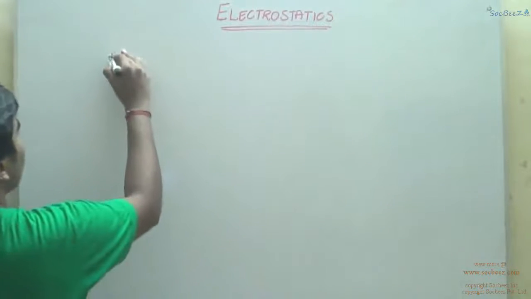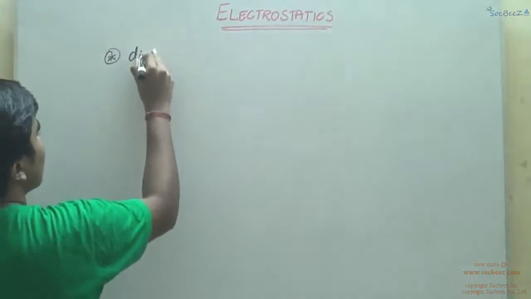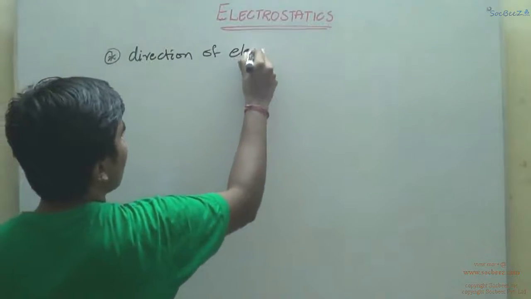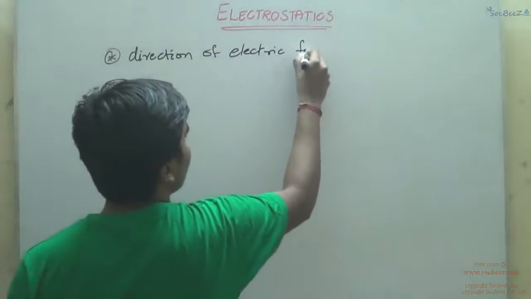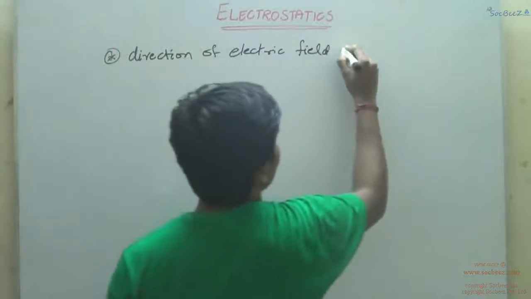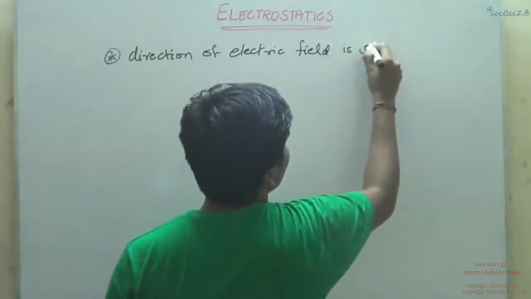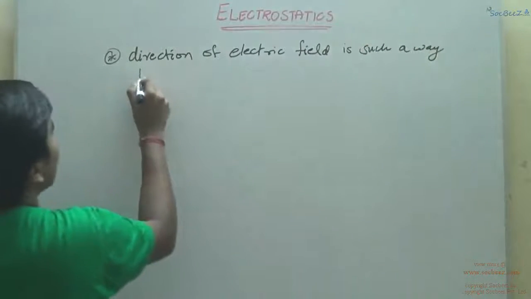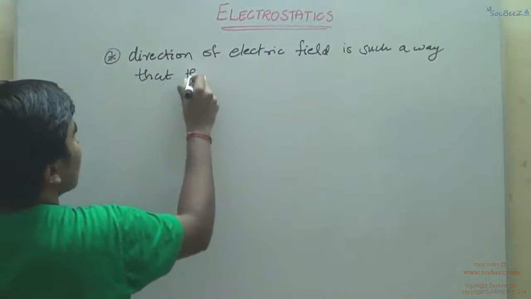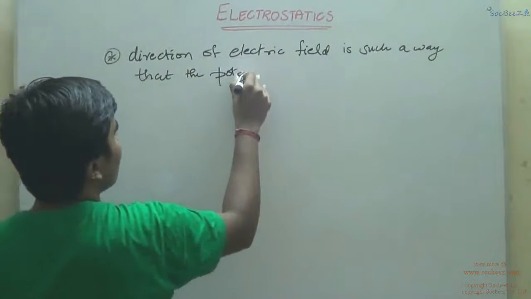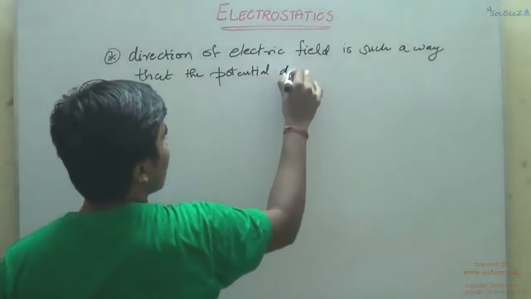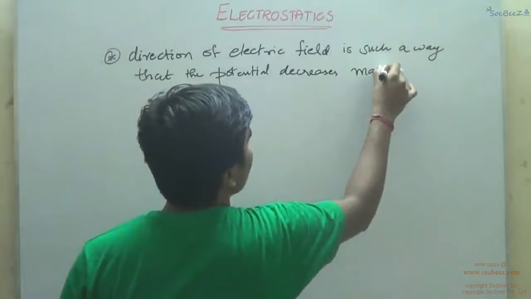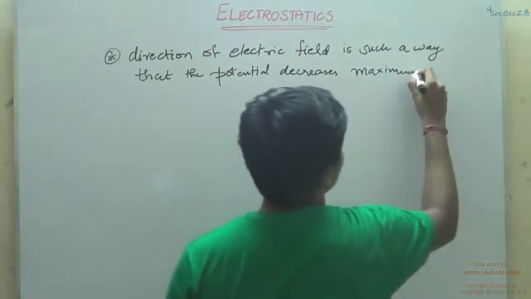So first point being, the direction of the electric field is such that the potential decreases maximum in that direction.